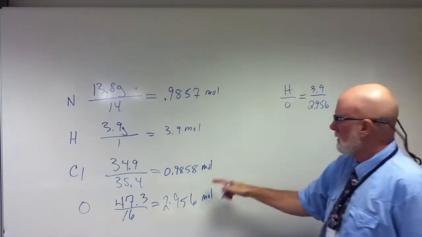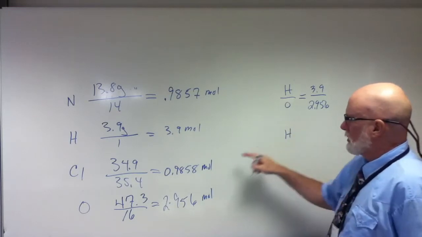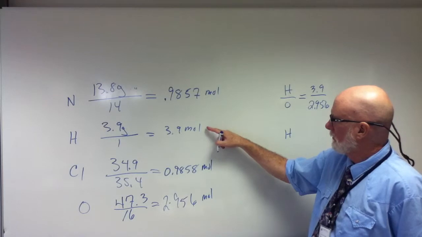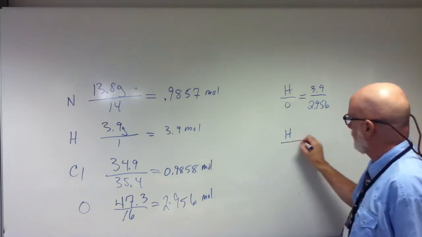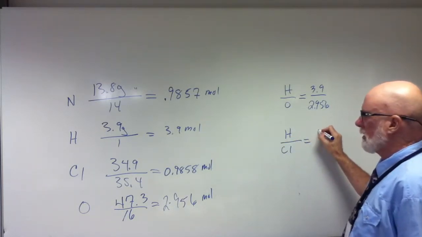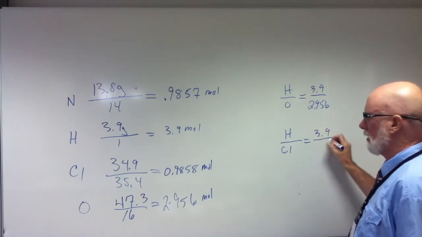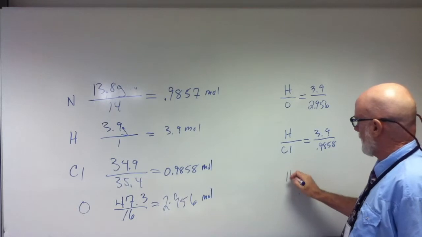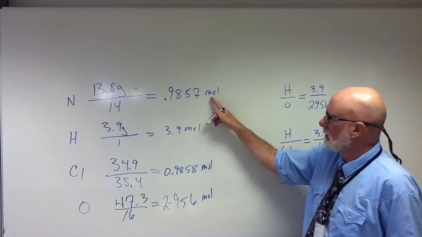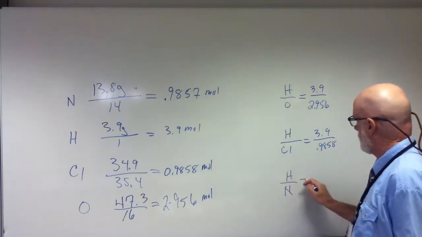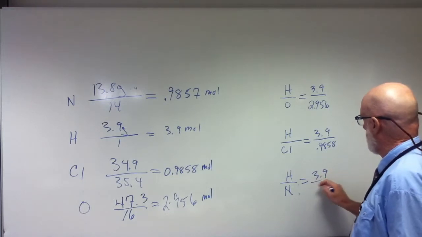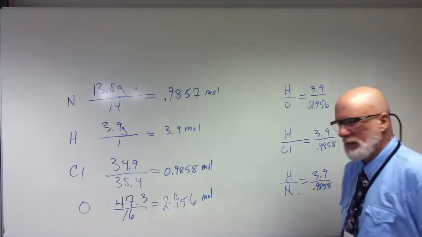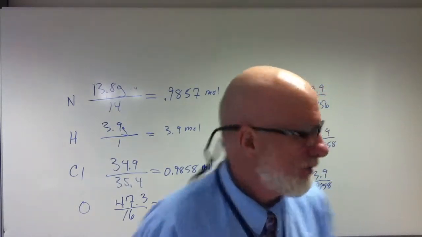Okay? And then you have hydrogen over what? Chlorine. It's going to be 3.9 over 0.9858. And then hydrogen over nitrogen, 3.9 over 0.9858. What did I say? 3?